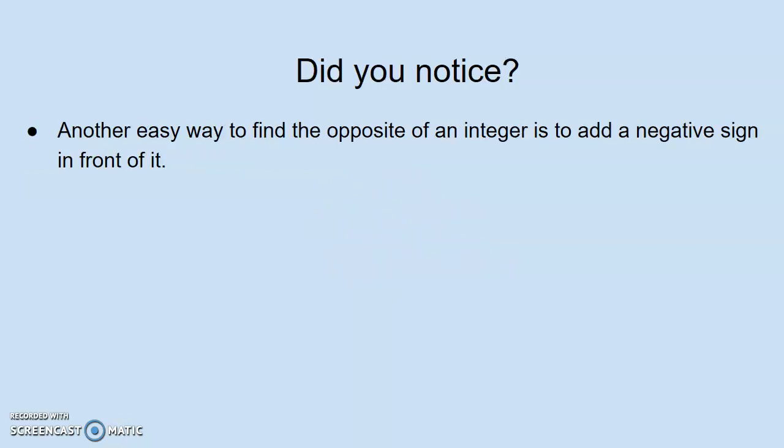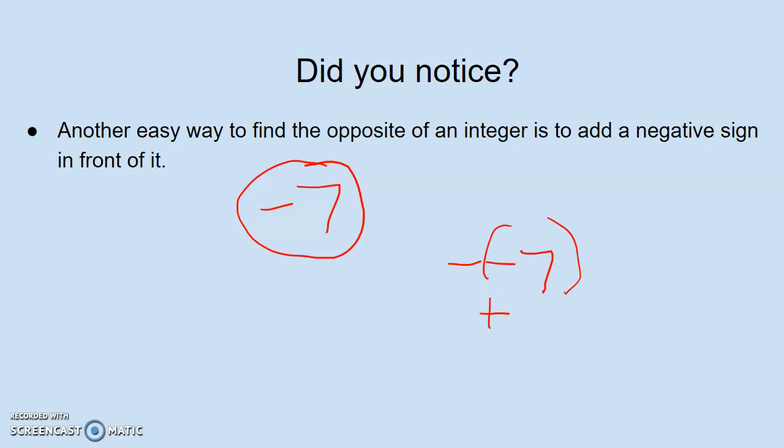Another easy way to find the opposite of an integer is to add a negative sign in front of it. So if I was asked to find the opposite of 7, I can just add a negative sign, so the opposite is -7. Now, suppose I was asked to find the opposite of -7. Well, if you add a negative sign in front of it, you'd get two negative signs. But what are two negative signs? Two negative signs represent a positive sign. So the opposite of negative 7 is 7.